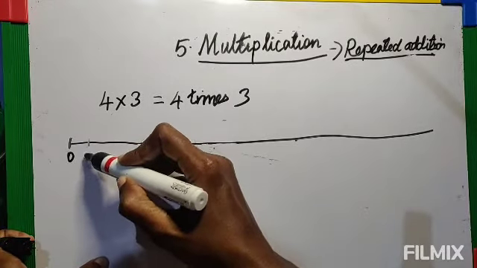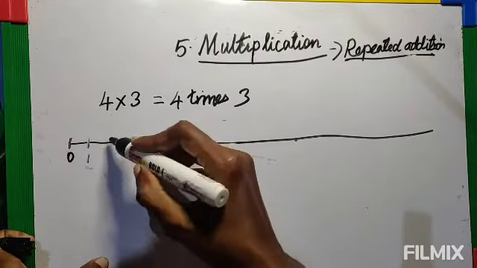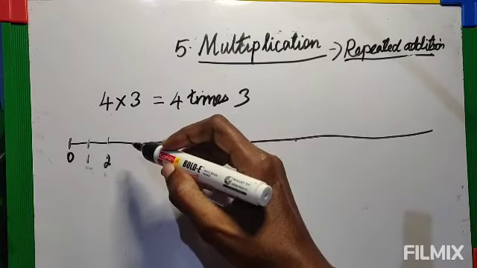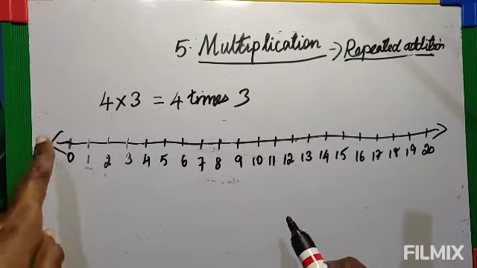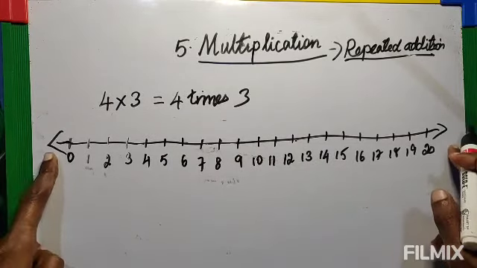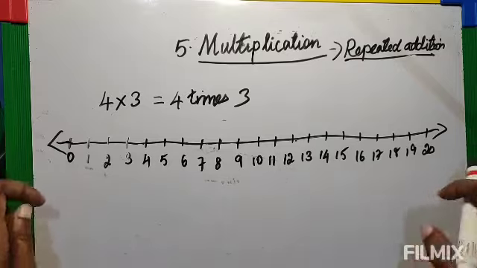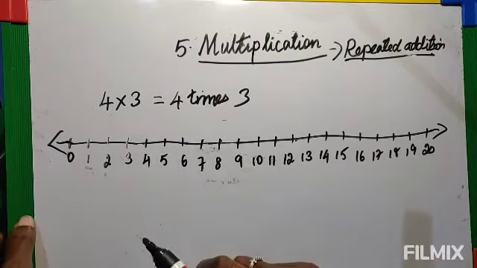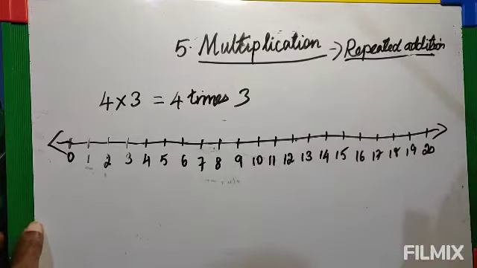So now I am arranging 1 2, like this I am arranging the numbers. At this end and this end there must be an arrow mark. Between them I have arranged the numbers, 20 numbers I have arranged. So now 4 times 3. 4 times you have to jump 3, 3.